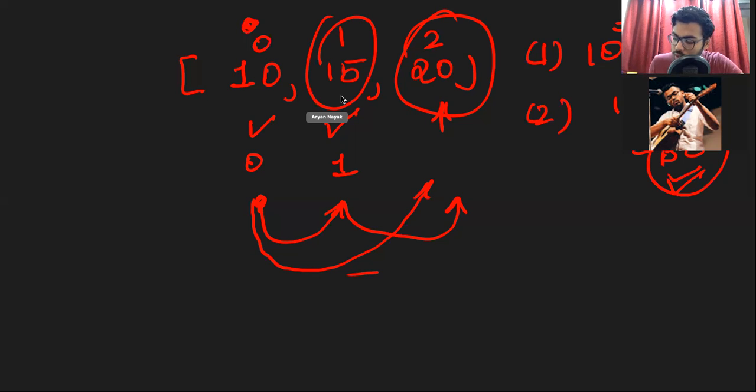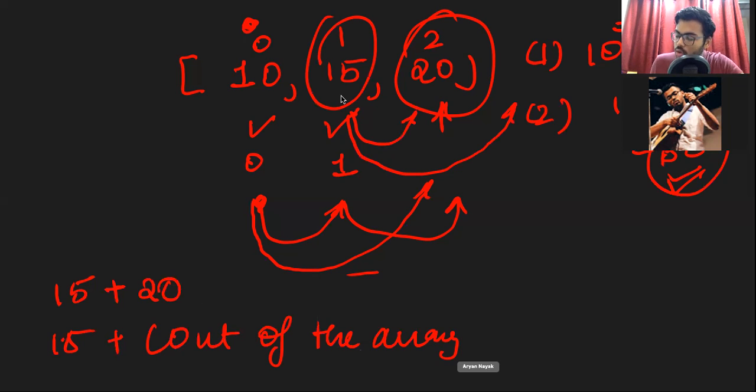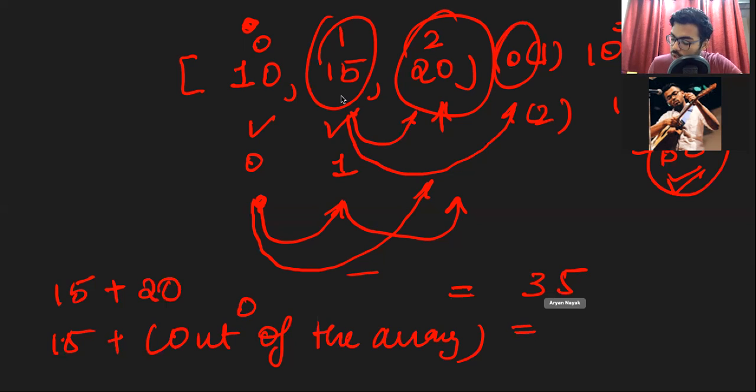Now let's start from the first index, which is 15. Okay, so now 15 has two choices. Either it can jump to 20 to reach the last step, or it can also jump out of the array. For out of the array, we can see the cost is totally zero only. So here would be zero. So 15 plus 20 would give us 35, and here would be 15 if we take two steps. So the minimum out of this is 15.